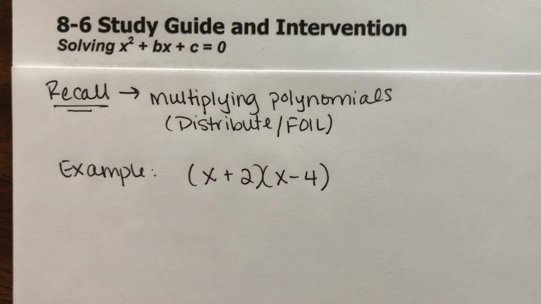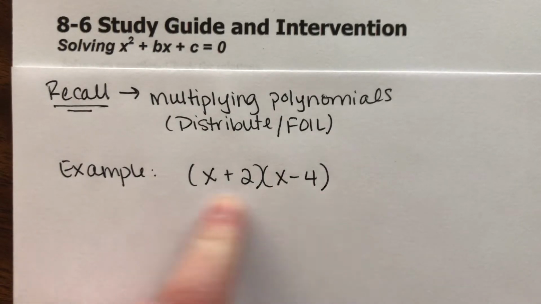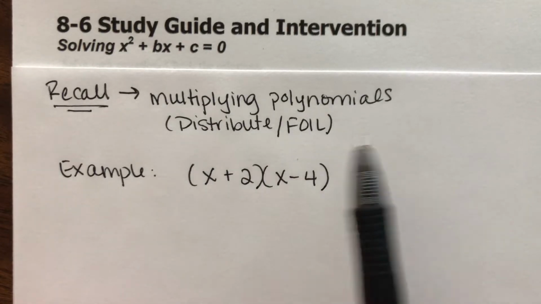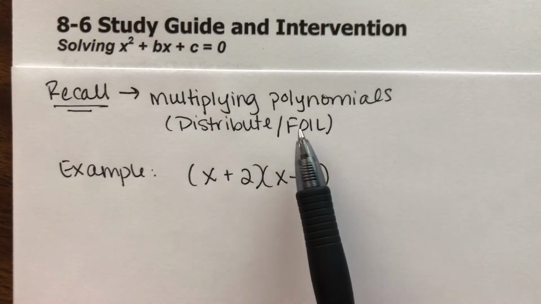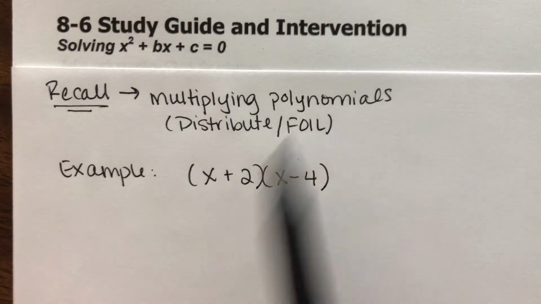Remember, factoring is like working backwards. It's the opposite of multiplying them out. For example, if we had these two binomials being multiplied together, we talked about this in a previous video, where we can either distribute or we can use the FOIL method, which is multiplying the first terms, the outer terms, the inner terms, and the last terms, and then adding them all together.